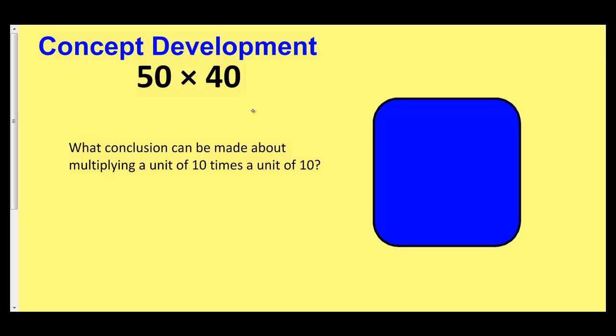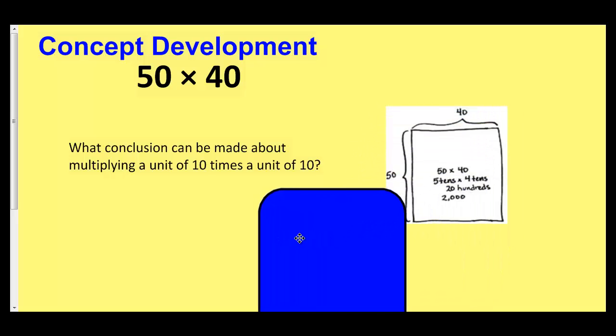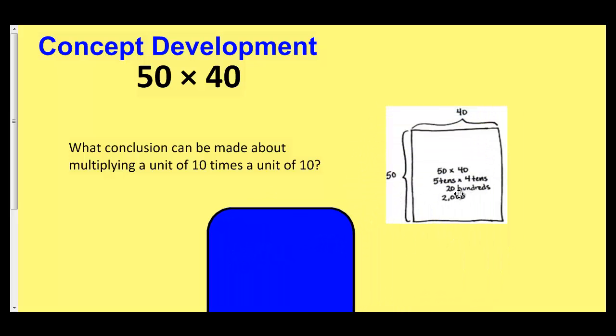So what conclusion can be made about multiplying a unit of 10 times a unit of 10? You take 10 times 10, what do you get? You always get 100, right? 10 times 10 is 100, and then you multiply your tens times each other. You're going to start to see a pattern as we work through some of these. If you don't see it yet, that's okay. Just keep looking for it.